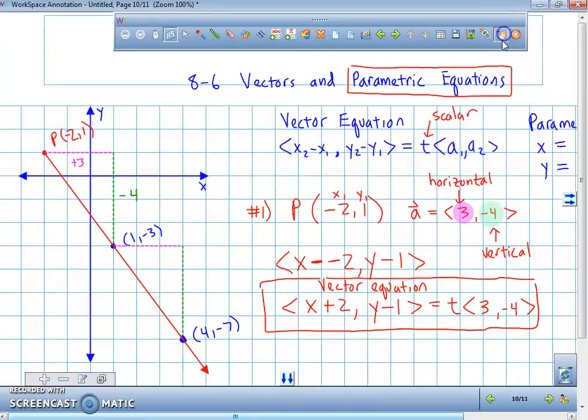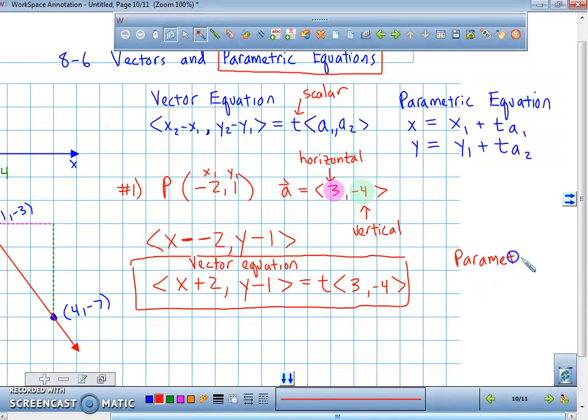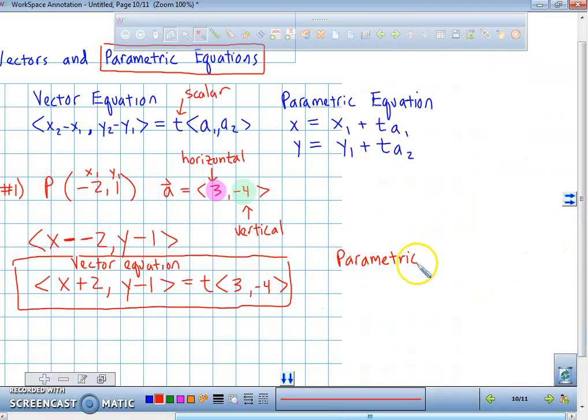Now we're going to write what's called the parametric equation. All right. So right here, let's look at the parametric equation. I'm going to write parametric equation. So it says x equals x1. Well, what was our x1 in our problem? Our x1 is -2. So put -2 plus t times a1. Our a1 is 3. So we're just going to put plus 3t. So x equals -2 plus 3t.